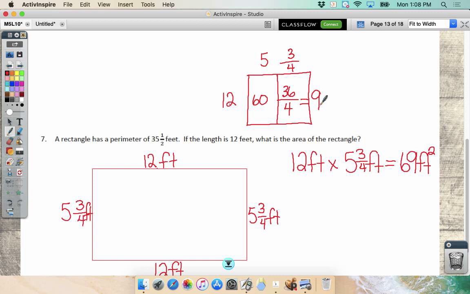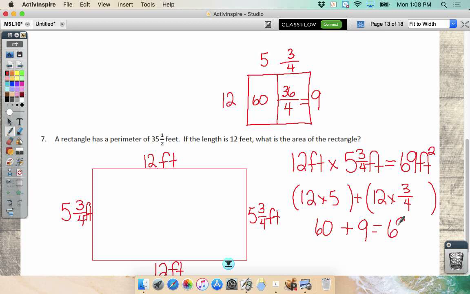Now I want to show you how to solve that numerically. You need to write this down, please. If I were going to have two multiplication problems that I add together, I would do 12 times 5 and 12 times 3/4. So that would be 60 plus, did we already figure out? 36/4 would be 9 equals 69 square feet. Okay? That was a good problem. Several steps. Okay? Let's go back up and look at this one.